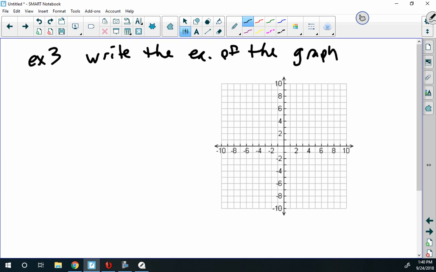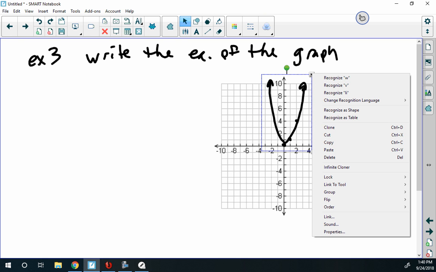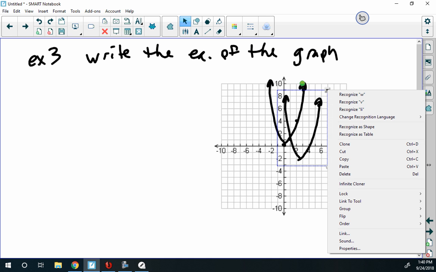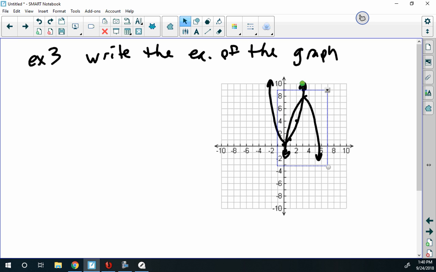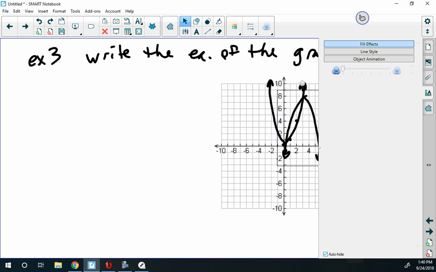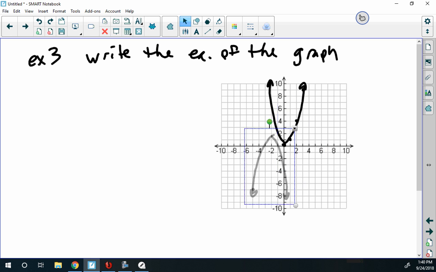So just for reference sake, I'm going to look at the parent function. We know what it looks like, the parent quadratic. So the new one, I'm going to take this thing and clone it, and flip it. Oh, not left to right. I want to flip it from up to down, and I want to make it translucent. Here we go. And I want to put the thing over here. There we go.